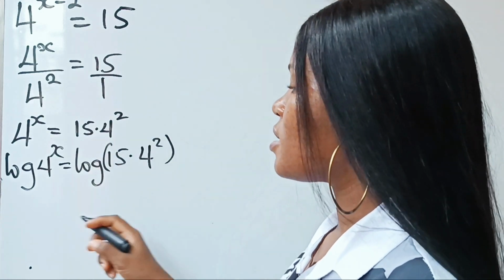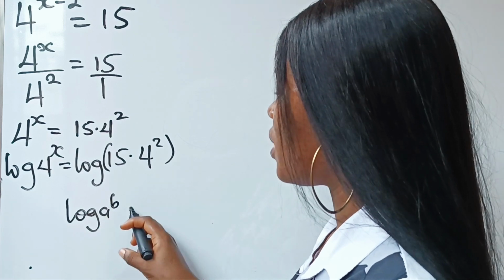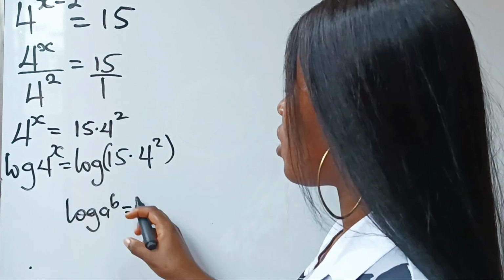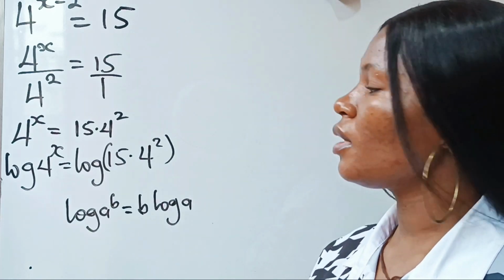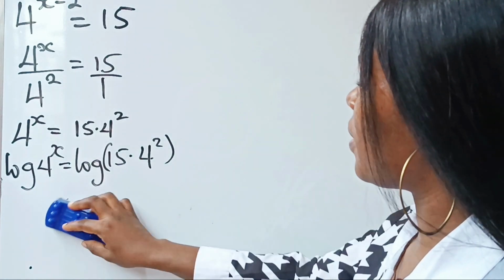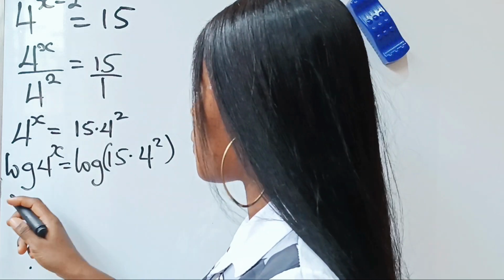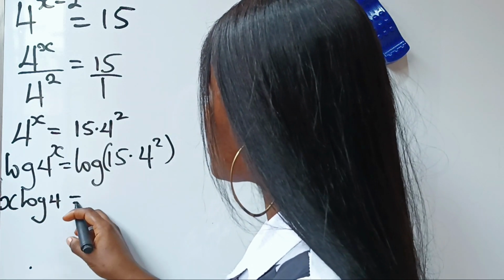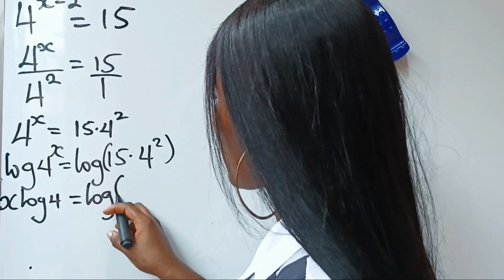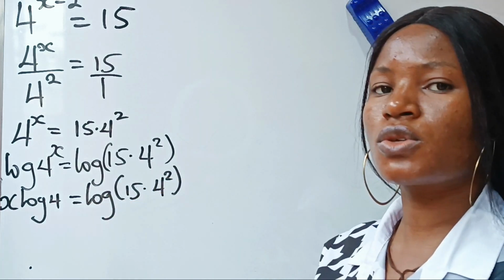Now, when you have log a raised to the power of b, this is the same thing as b multiplied by log a. That simply means that we can bring this x down to multiply log 4. So we have x multiplied by log 4 is equal to log 15 multiplied by 4 squared.